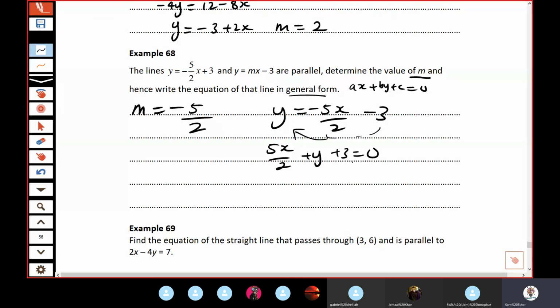And then multiply everything by 2. Times 2, times 2, times 2, times 2. And it would look something like this, because this and this will cancel. This one you've got 2y, 2 times 3 is 6, and then that's 0.